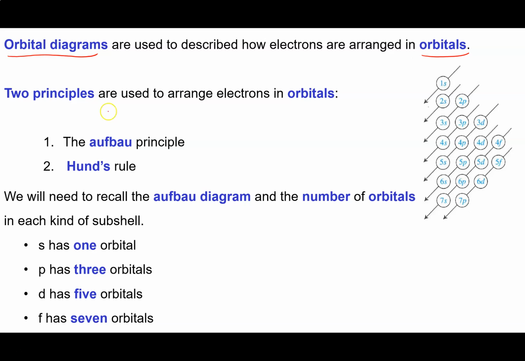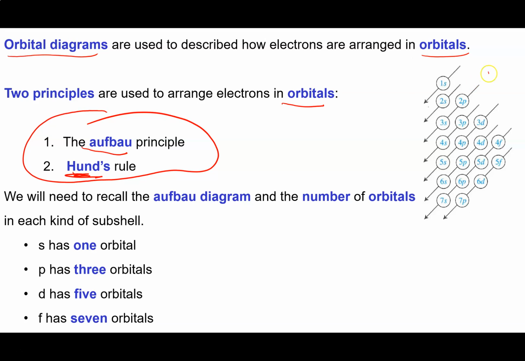So we have to keep in mind 2 principles when we're placing electrons into orbitals. The first is the Aufbau principle, which we talked about before. We're going to put electrons into lower energy orbitals first before we put them into higher energy orbitals. And then the second rule is Hund's rule, and that's going to allow us to make certain that we assign electrons with the correct spin into these orbitals. And you'll see how Hund's rule comes into play in a moment.